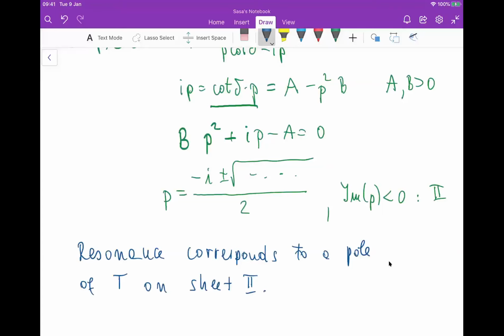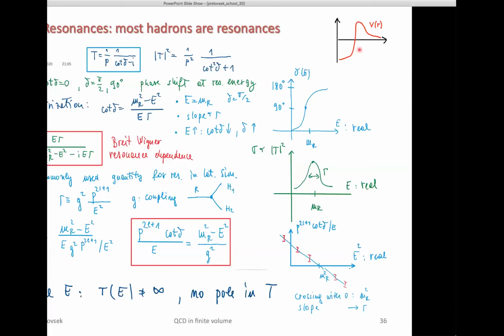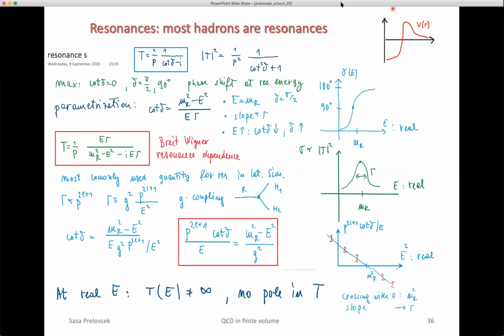Yes, if you can hear me? Yes, sure. On slide 36, when you introduced this Breit-Wigner parameterization, I didn't quite get where that dependence of p to the 2L plus 1 of the width on the partial waves came from. Ah, that I didn't derive, sorry, yeah.